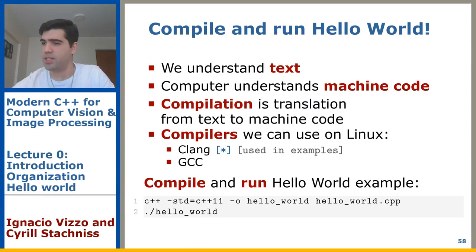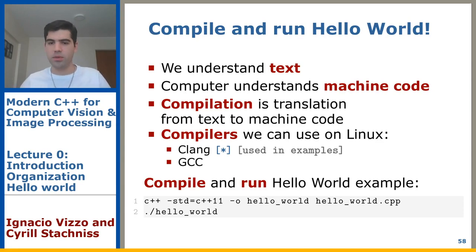So this is basically the process of compilation. We humans understand text, and that's why we write in these high level languages. Computers can only understand machine code, that is basically binary code. So compilation is a translation from the text, that is basically your hello world.cpp program, into machine code. And who is doing this? The compiler, that is another program.